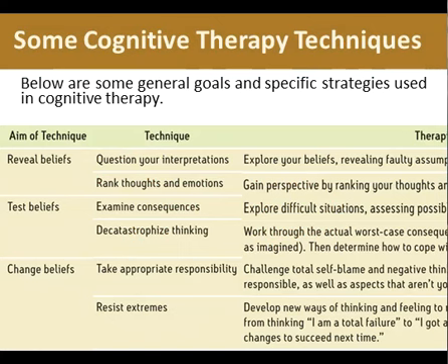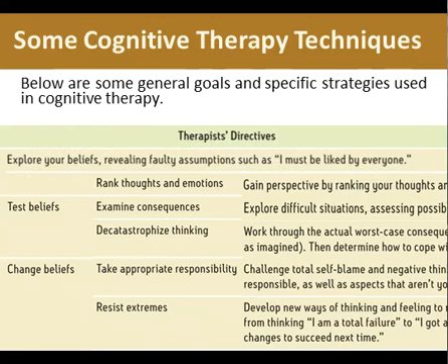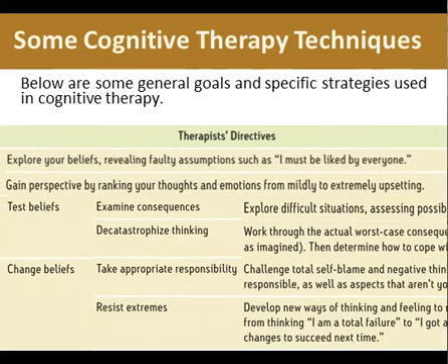Some cognitive therapy techniques. Below are some general goals and specific strategies used in cognitive therapy. One technique is reveal beliefs. Question your interpretations. Rank thoughts and emotions. Explore your beliefs, faulty assumptions, such as I must be liked by everyone. Rank thoughts and emotions. Gain perspective by ranking your thoughts and emotions from mildly to extremely upsetting.